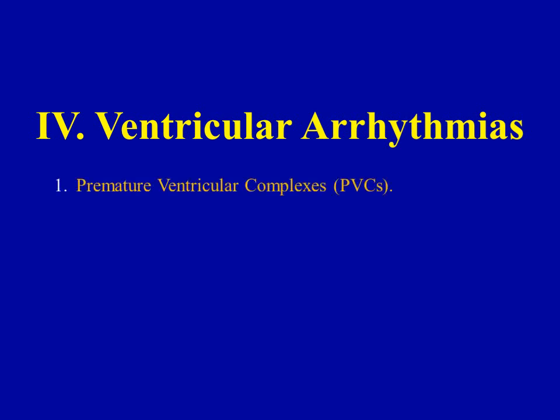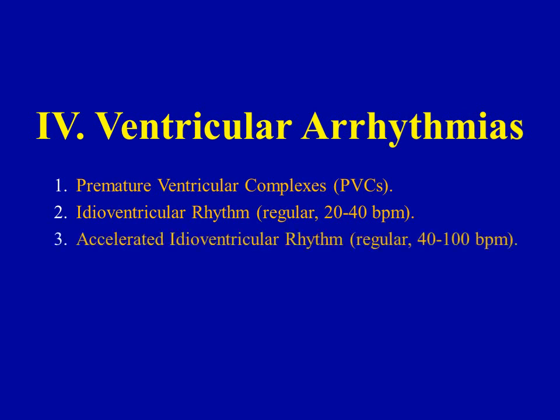We have premature ventricular complexes, PVCs. We have idioventricular rhythm, which is similar to the escape junctional rhythm, but the rate is different, and the shape of the QRS complex is also different. Accelerated idioventricular rhythm, like the accelerated junctional rhythm, the same concept, but again, the heart rate is different, and the shape of the QRS complex is different.